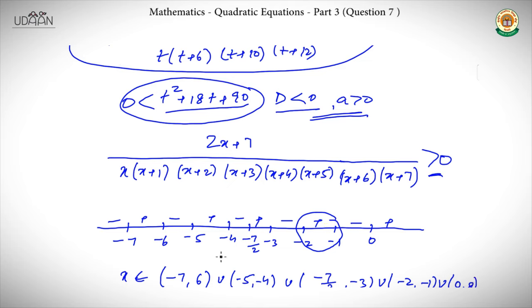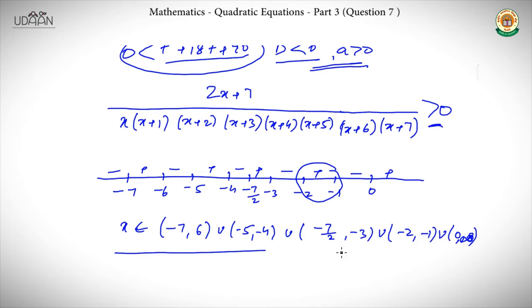Now we also see we have put an open bracket everywhere, because we didn't have an equality. If we had an equality here, we would have put closed brackets on these regions. Right. So this was the answer of our question.